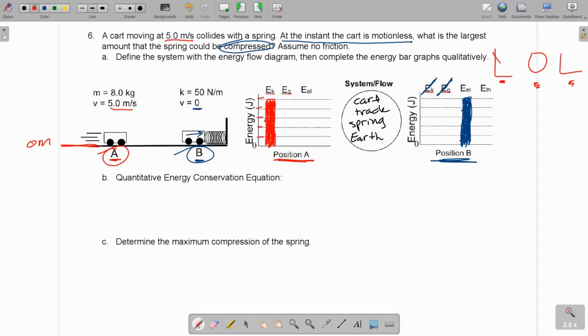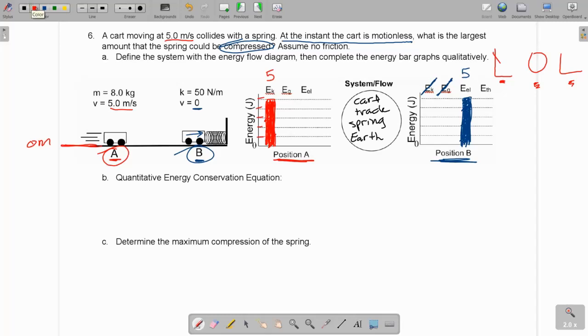So I do want you to notice that we have 5 bars of kinetic energy on the left side. We also have 5 bars of elastic energy on the right side, position B. So this works out. This is just showing us that all the kinetic energy from the car was transferred into elastic. Okay. So for part B here, it says quantitative energy conservation equation.